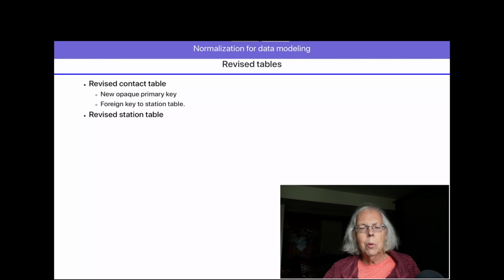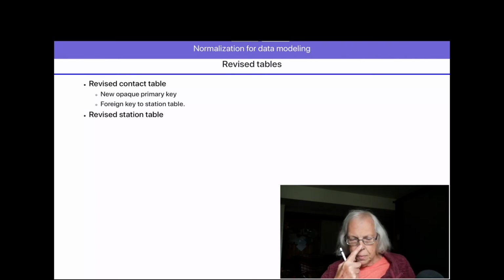In the contact table, we have a new primary key. Remember, we had the composite key there. Sometimes if we have a composite key, we can get a situation where it's better to use what we call an opaque primary key. That's just a number, possibly a serial number. It doesn't have any meaning. That's what we mean by opaque. So it doesn't ever have to change. It just gets assigned to the contact, and it's the contact number if you want to call it that.